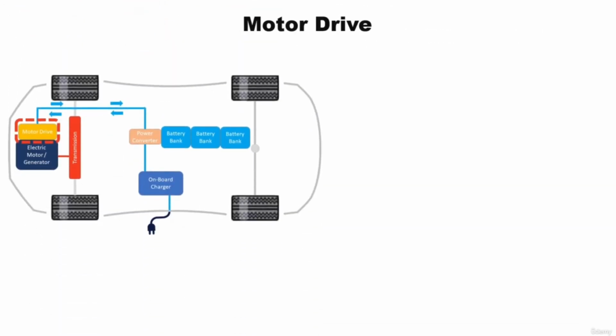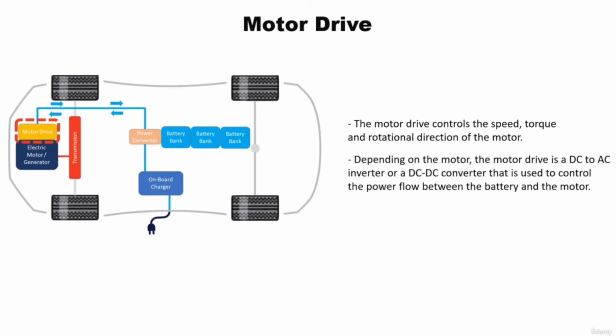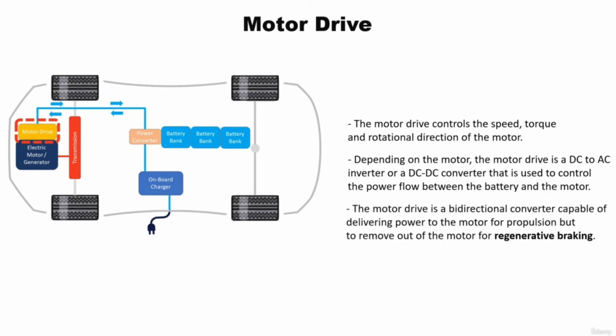The next component is the motor drive. The motor drive controls the speed, torque, and rotational direction of the motor. Depending on the motor, the drive is a DC to AC inverter or DC-DC converter that is used to control the power flow between the battery and the motor. Unlike the power converters we have seen earlier, the motor drive is a bidirectional converter, capable of delivering power to the motor for propulsion but also removing power from the motor for regenerative braking.